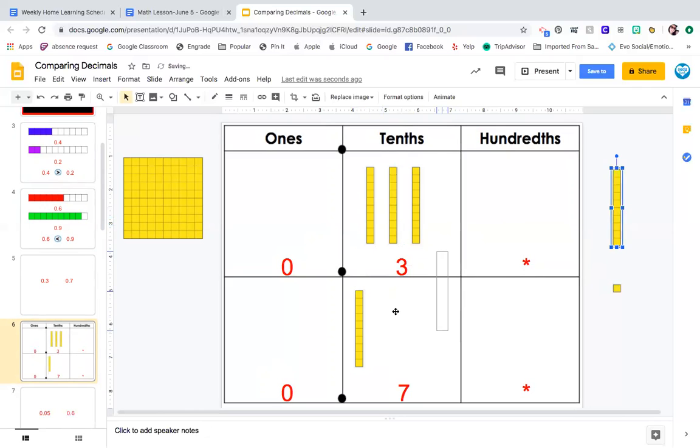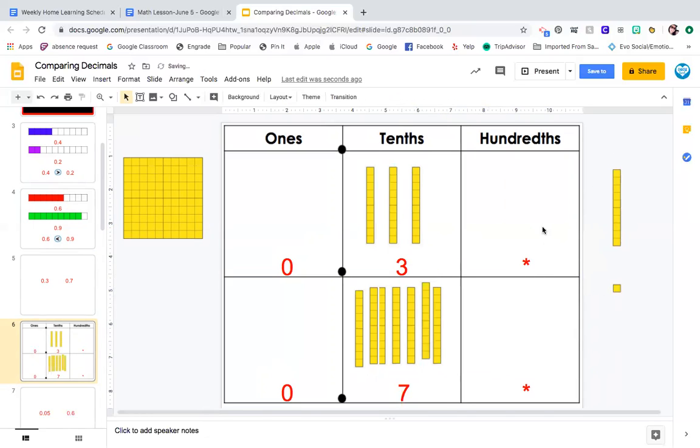1, 2, 3, 4, 5, 6, 7. All right. And then there were no hundredths.